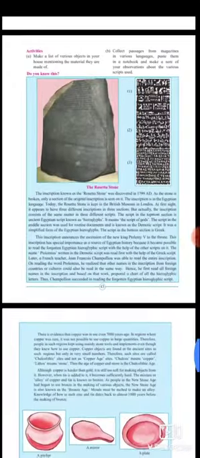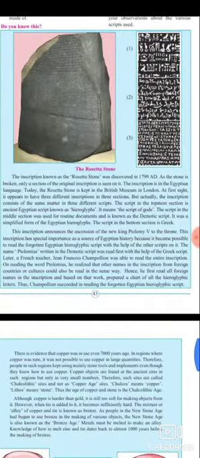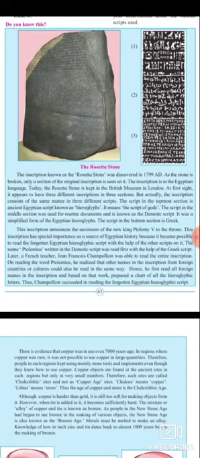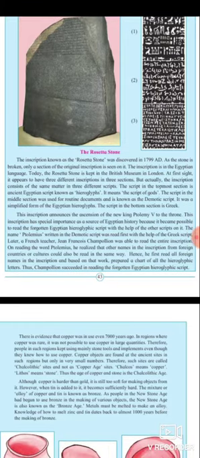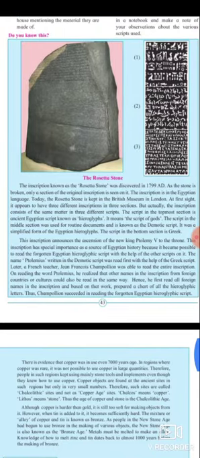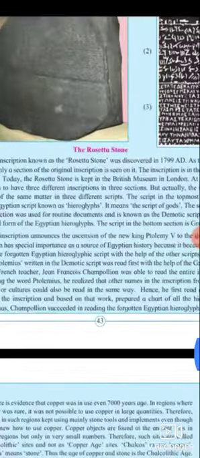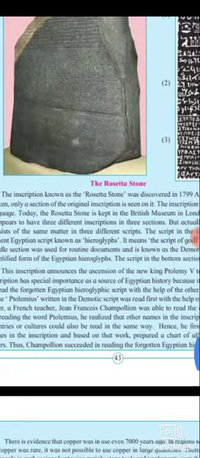Do you know this? The inscription known as the Rosetta Stone was discovered in 1799 AD. As the stone is broken, only a section of the original inscription is seen on it.